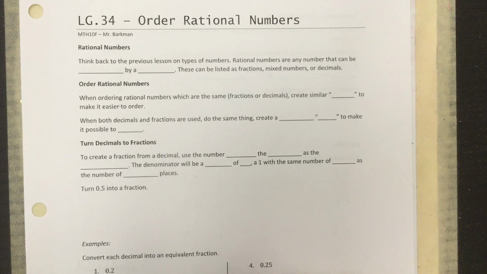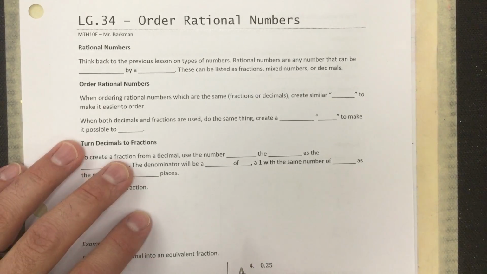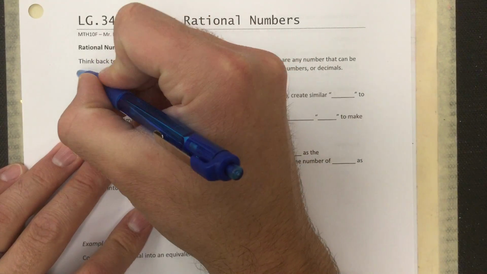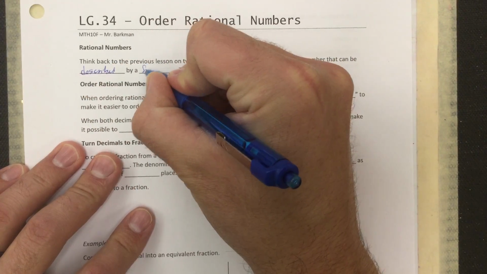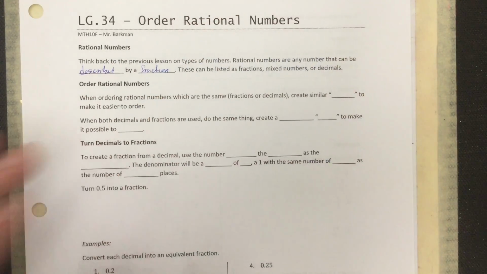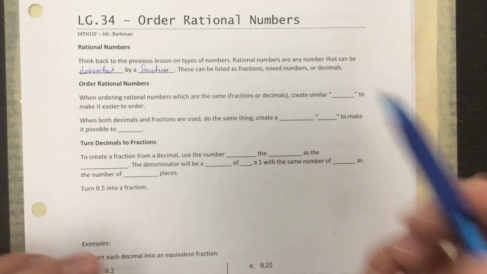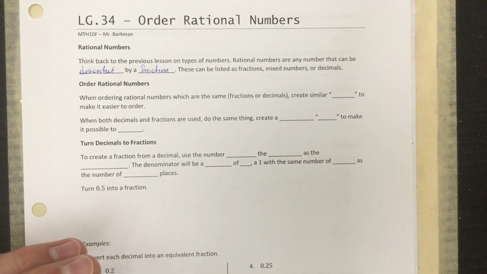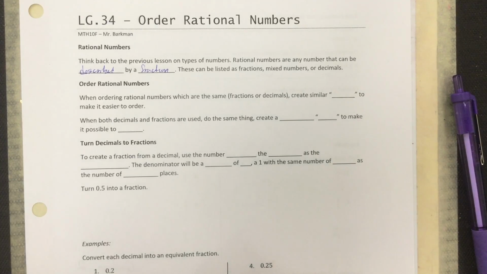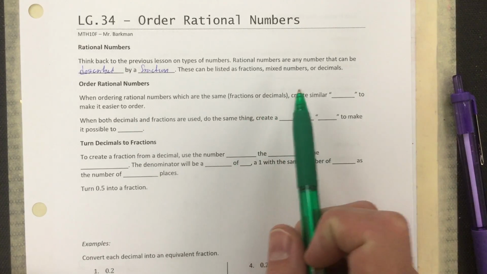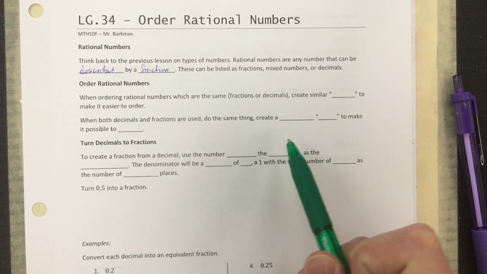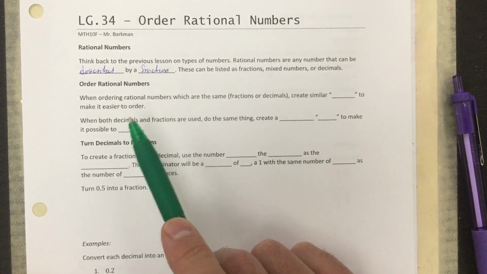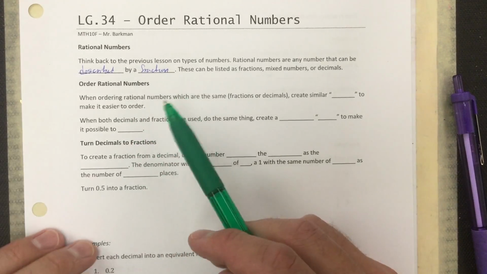So first of all, let's think back to the previous lessons on types of numbers. Again, rational numbers are any number that can be described by a fraction. And these can be listed as fractions, mixed numbers, or decimals. All of those are considered to be rational numbers, as long as they are decimals that end or repeat along the line. Now, we're not going to be too worried about that because we're going to round things off.